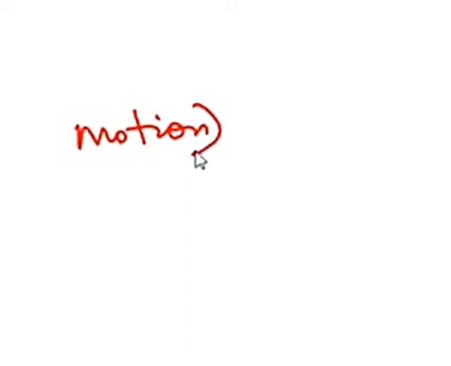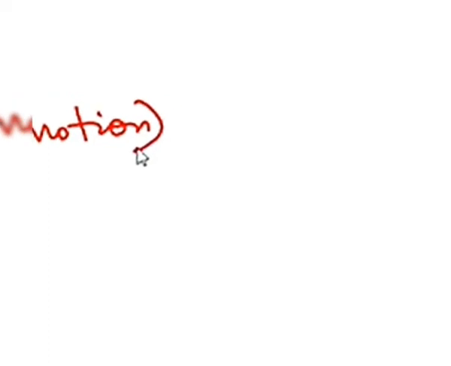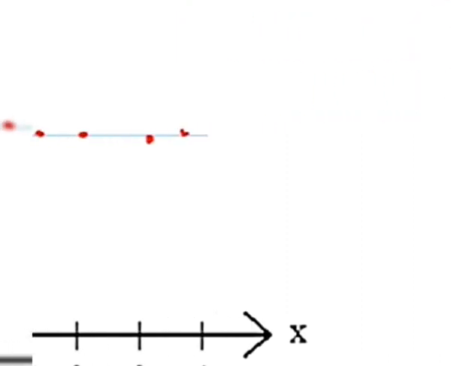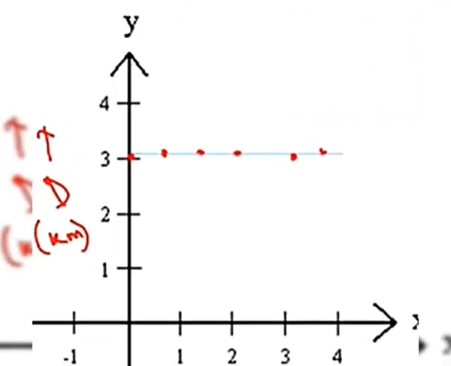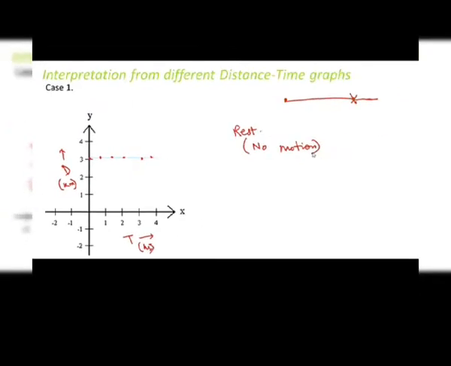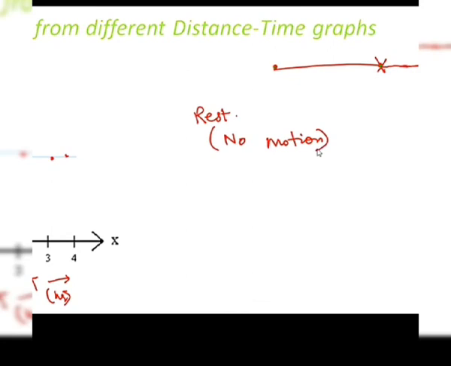But when we say an object is moving from this point to this point, and suppose it's covering some distance, say 3 kilometers. Now if the object is moving, then this 3 kilometers should increase, say to 4 kilometers, 5 kilometers or something. But here in the graph you can see that the distance is always 3 kilometers. That means the object is at rest at this point. So in this case there is no motion, the object is at rest.